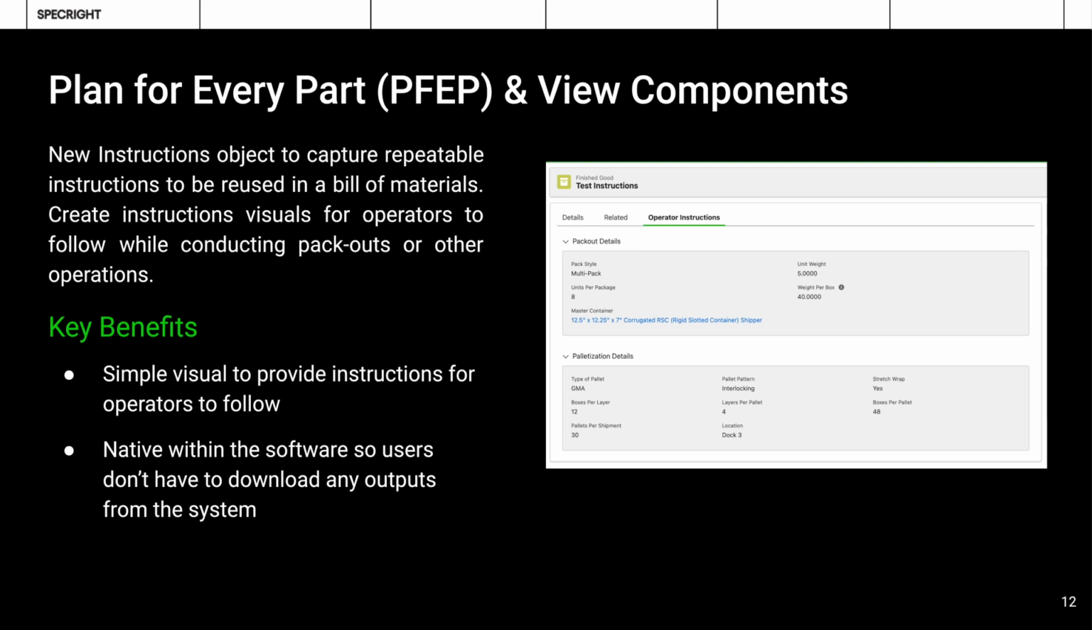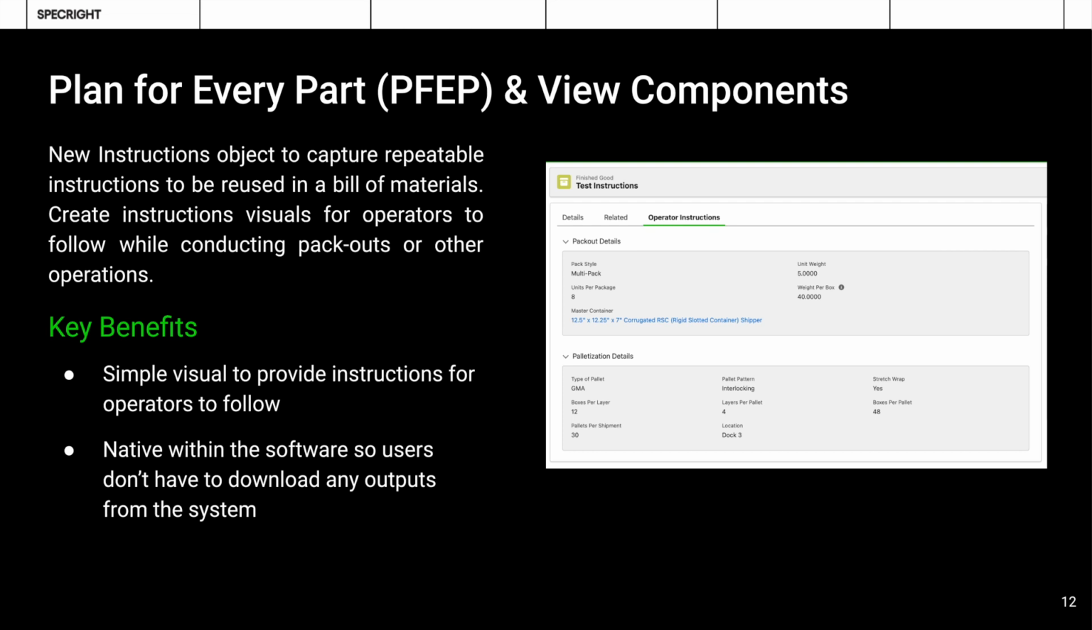We've also included a PFEP connection object. So at the finished good level, there's a separate object. We can connect instructions and specifications in one to this finished good, so we can start to build out instructions for operators to follow if they want to.